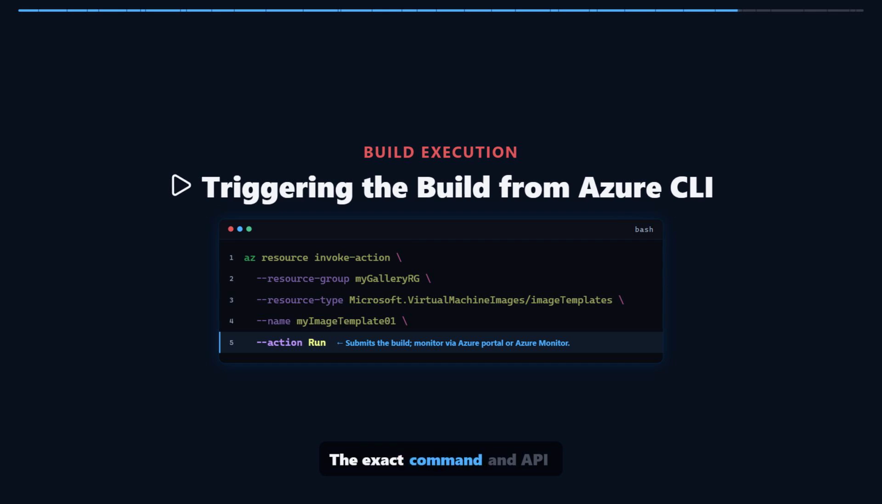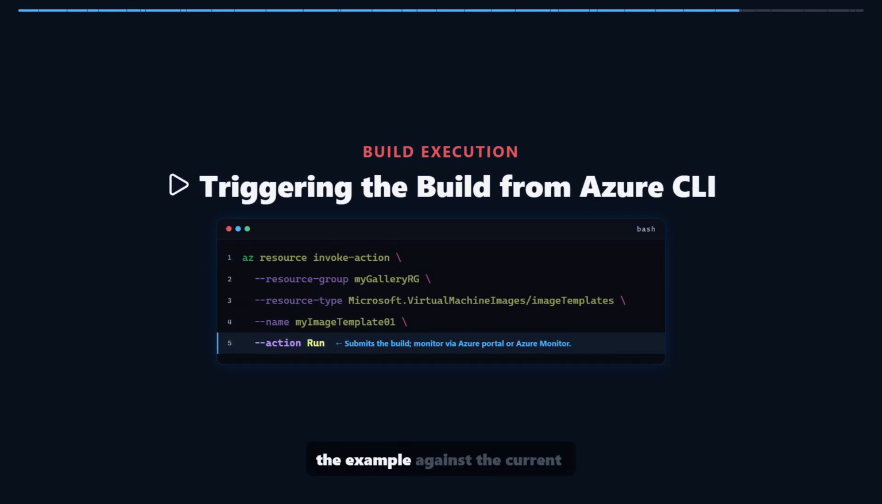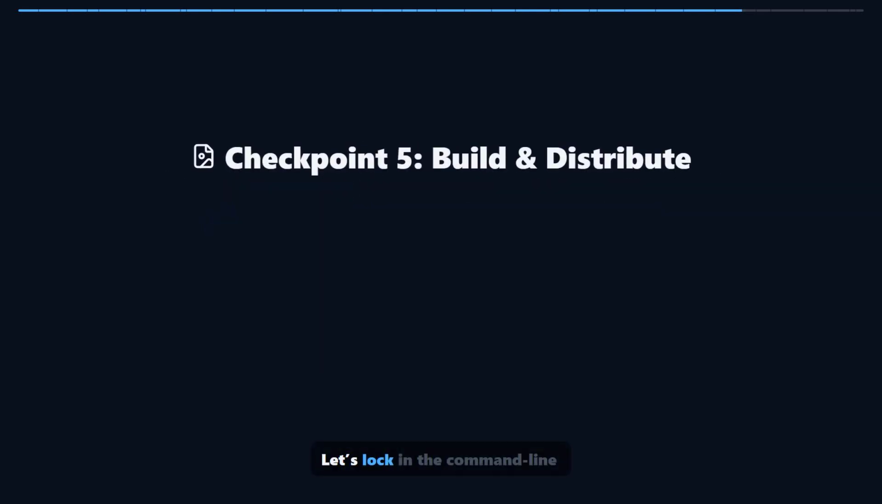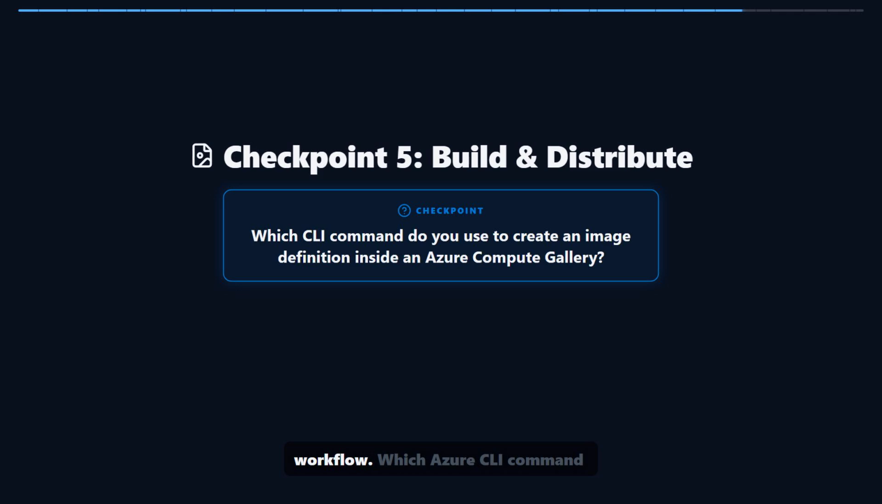The exact command and API version can evolve, so validate the example against the current Azure CLI and Image Builder documentation before recording or placing it into a production pipeline. Let's lock in the command line workflow.